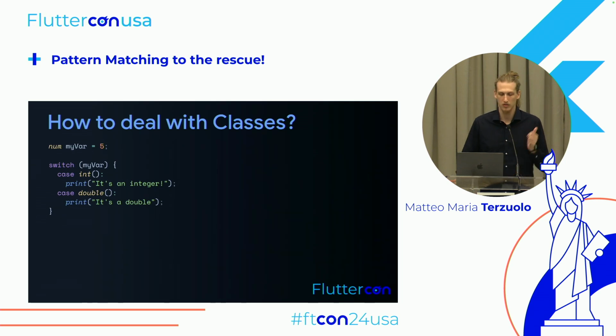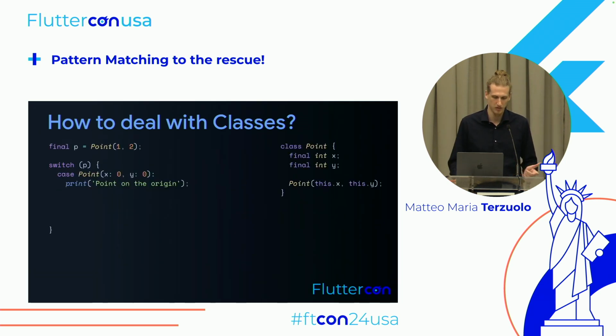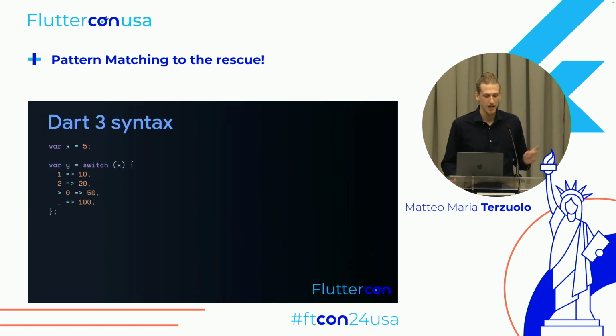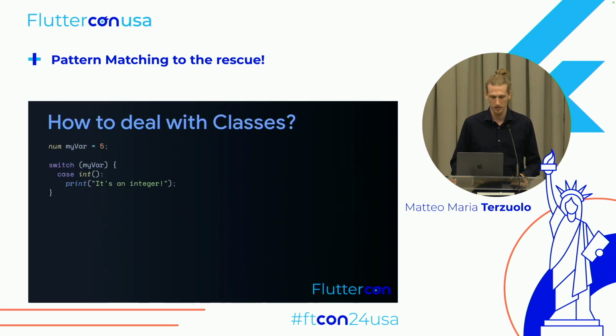Also, in the previous switch, sorry, I have to go back. Okay, here. We can have the same issue if we don't put the wildcard there, because x can be other than 1, 2, or greater than 0, and so the compiler is going to complain. Going forward.